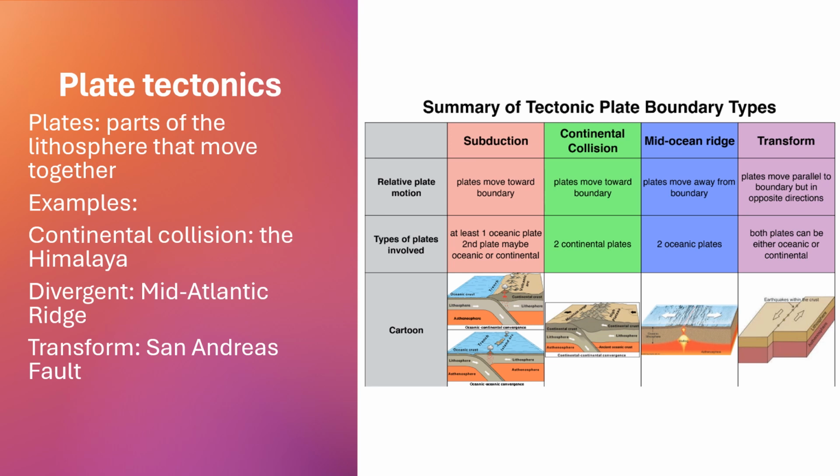Divergent boundaries are areas where new crust is being formed. This can occur at mid-ocean ridges, such as the Mid-Atlantic Ridge, or it can occur in continental rifting regions, such as the East African Rift Valley. Finally, transform boundaries, such as the San Andreas Fault in California, involve plates moving parallel to a boundary but in opposite directions. These boundaries are characterized by having a lot of shallow earthquakes.